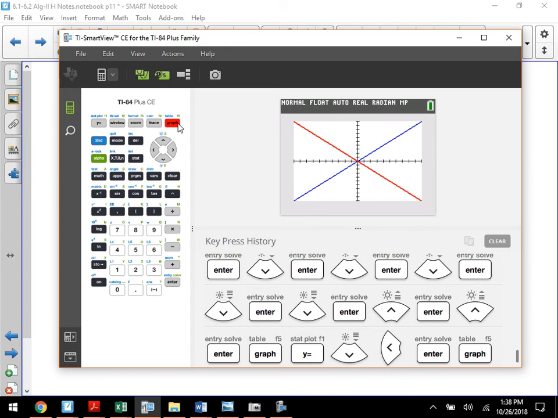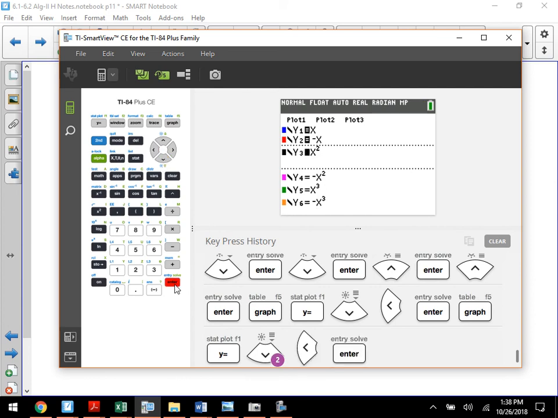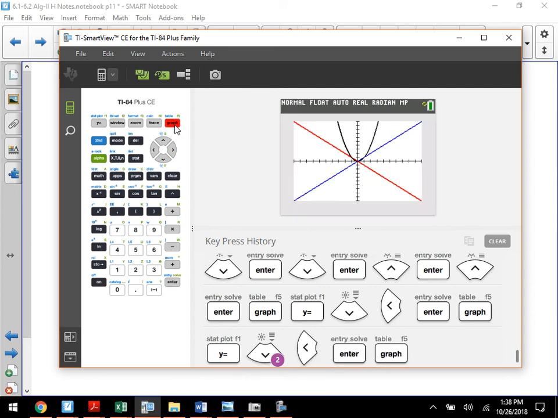Turn on the next one, x squared. What does the x squared do? Yes, Andrew. Reset. Oh, you know why? You probably used the minus sign.